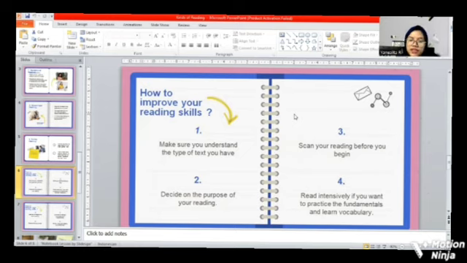Fourth, read intensively if you want to practice the fundamentals and learn vocabulary. Basically, intensive reading is focused more on individual details of what you're reading. If you want to practice pronunciation, study grammar, or learn vocabulary, you want to read more slowly and focus more on individual words and sentences.